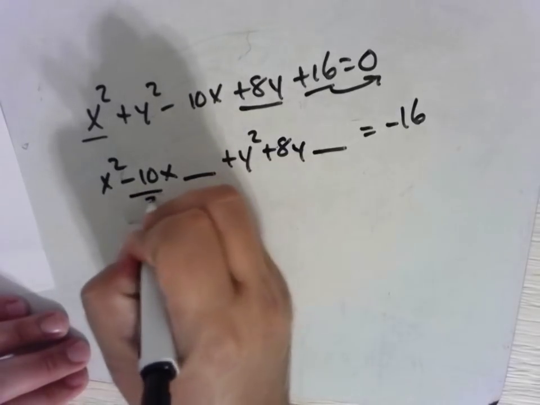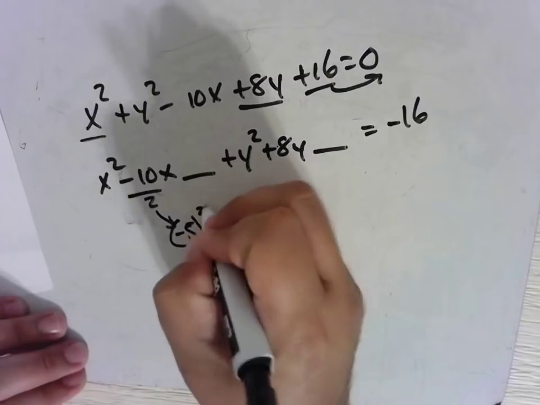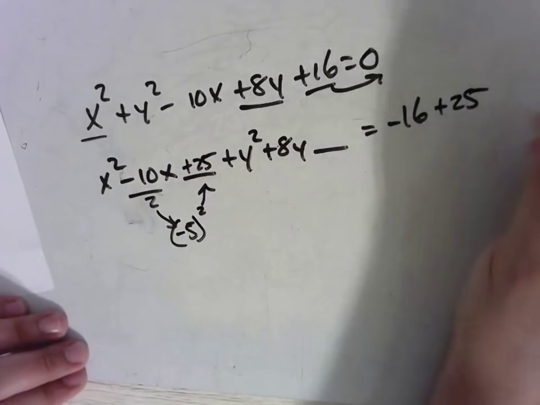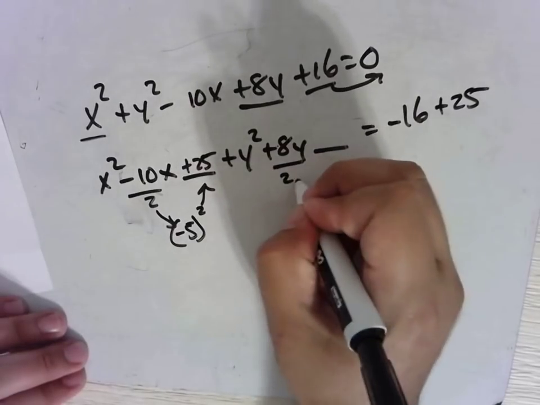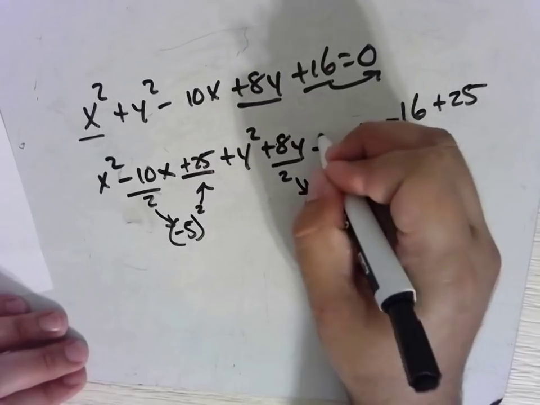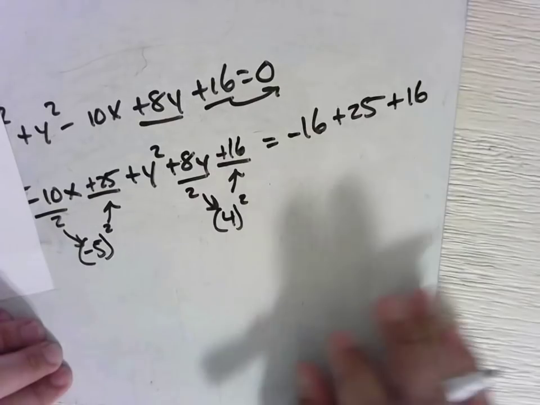Take half of this, which is negative 5, then square it. So add 25 to both sides. Do the same thing with your y. Take half of it, which is 4. Square it, which is positive 16. Add that to both sides.